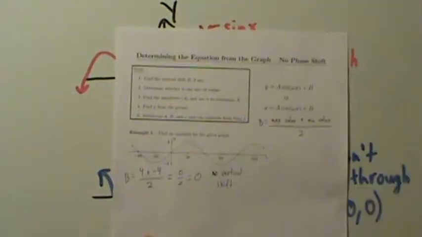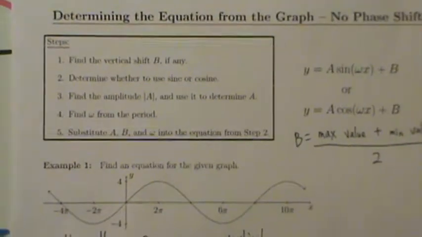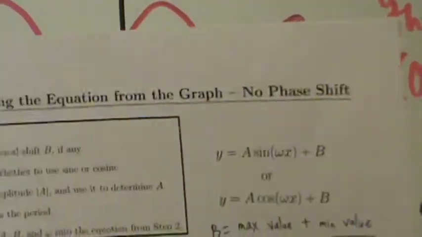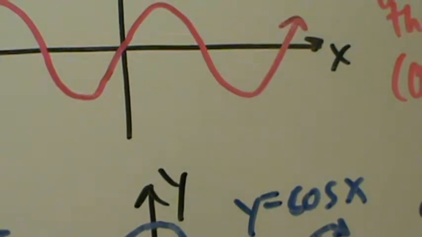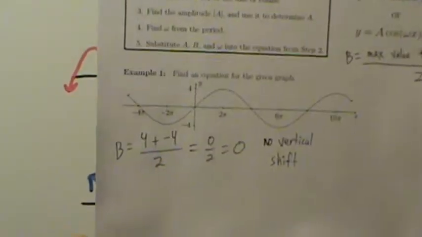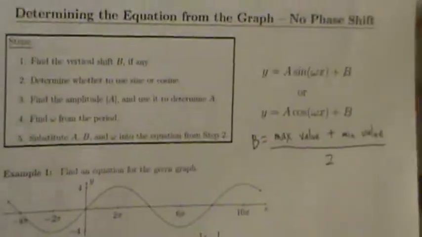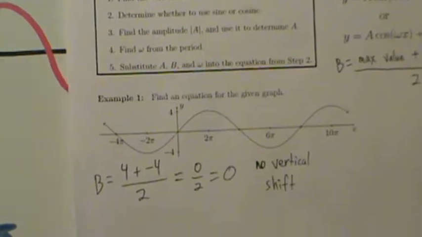So that's how we do step 2: we say, okay, there's no vertical shift, there's no horizontal shift, so we remember, sine goes through 0, 0, cosine does not, so we look and see what our graph does. And we see our graph goes through 0, 0, so it's a sine function. Now you might be wondering, what if we do have a shift, how does that change things? Well, we'll talk about that in a different example when we get there, but for now, let's not worry about it. We don't want to overcomplicate things yet, or ever, really.